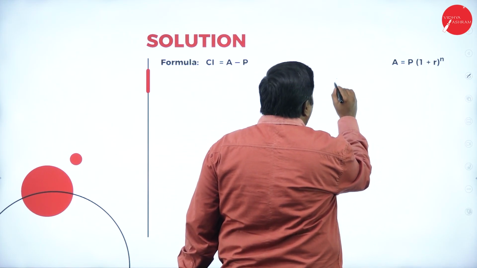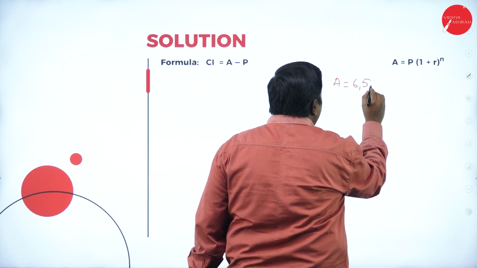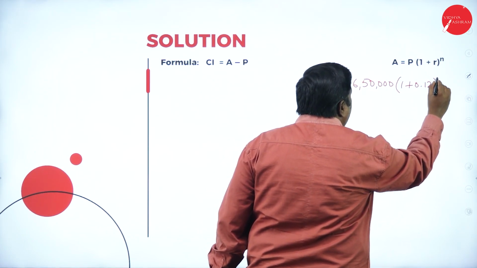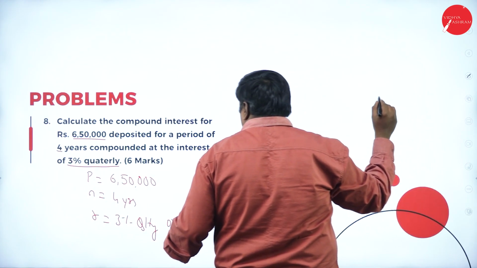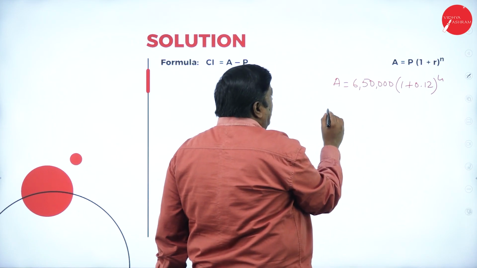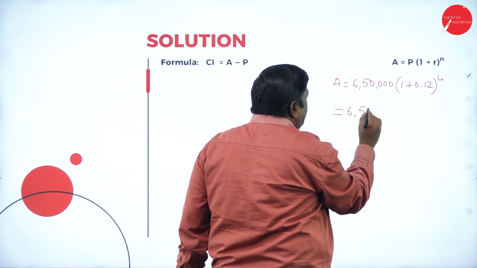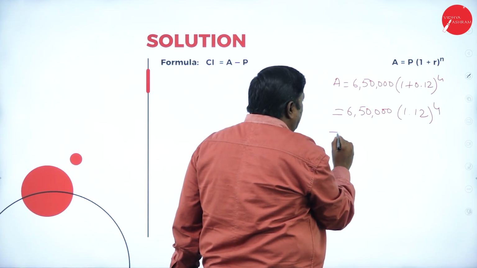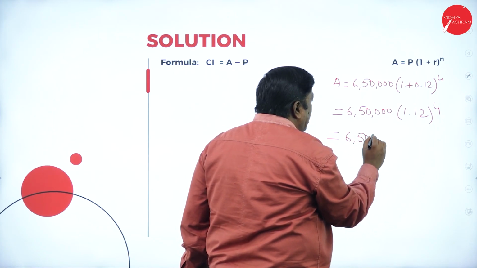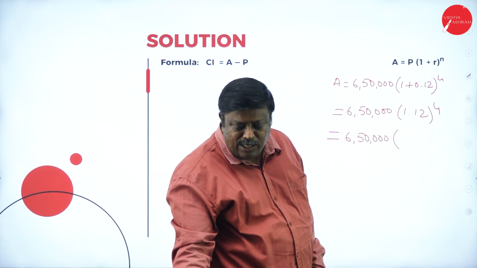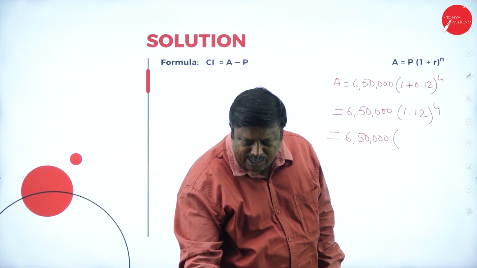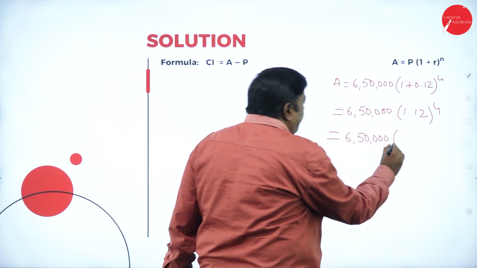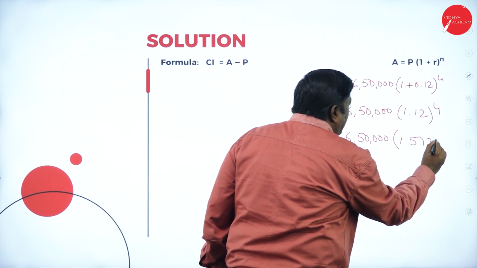What is the amount we are investing? We are investing 6,50,000. 1 plus 0.12 to the power of how many years? 4 years. 6,50,000 into 1.12 to the power of 4. So 6,50,000 into 1.12 into 1.12, 2 times, 3, 4 times. So 1.5735.